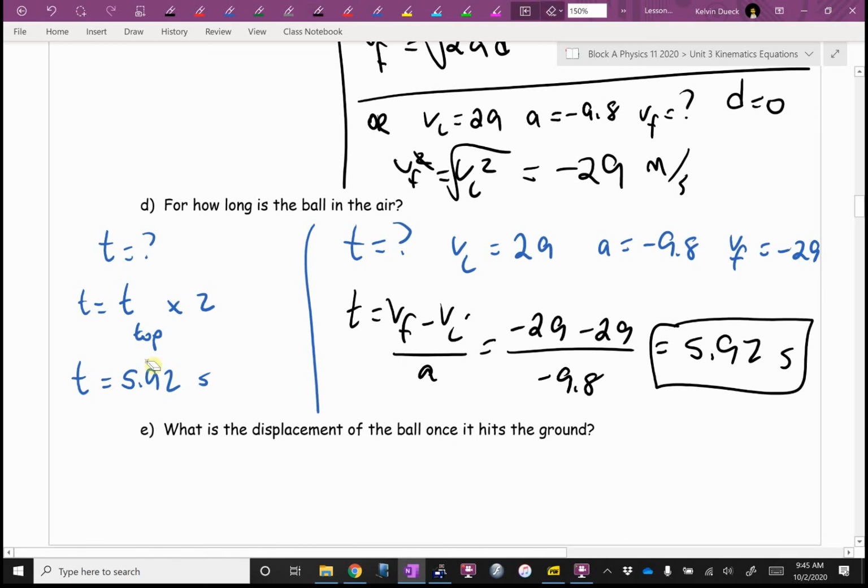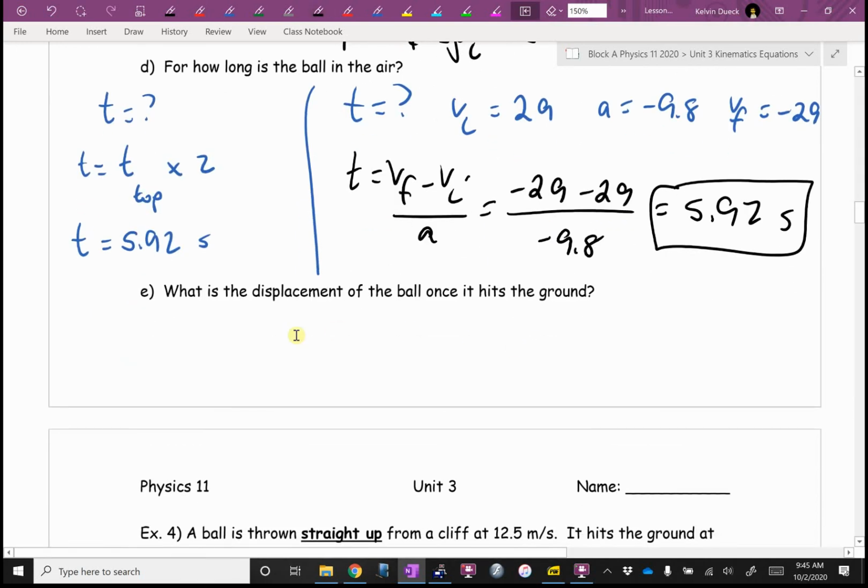I would use this method if I had found time to top, but if I didn't know time to top, I'd rather get there in one step instead of finding time to top and then doubling it. I'm that lazy. Oh, Alessio, what was the displacement of the ball once it hits the ground?